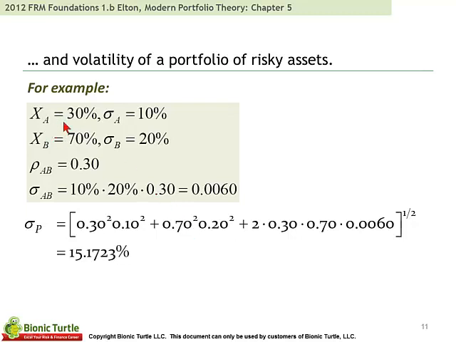For example, a portfolio with 30% in asset A, 70% in asset B, respective volatilities or standard deviations, if you like, of 10 and 20%, and then a correlation denoted by Greek rho between those two assets of 0.30. This correlation is unitless. That means the covariance is the product of volatility 10%, volatility 20%, and correlation 0.30. That gives us the covariance. We can plug these in. Inside the brackets is the two-asset portfolio variance. Square root of that is that two-asset portfolio volatility.